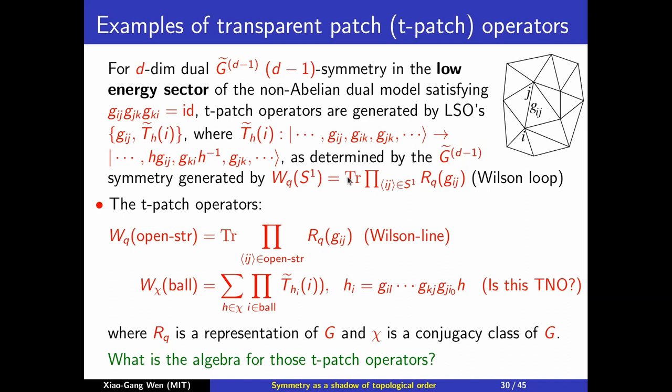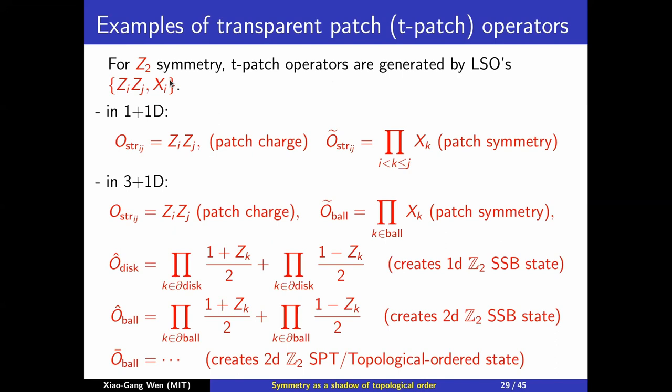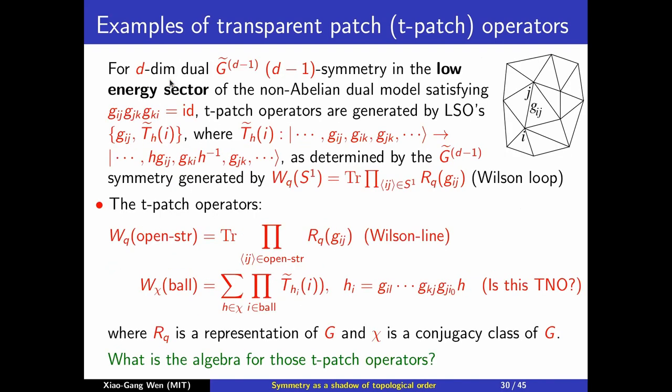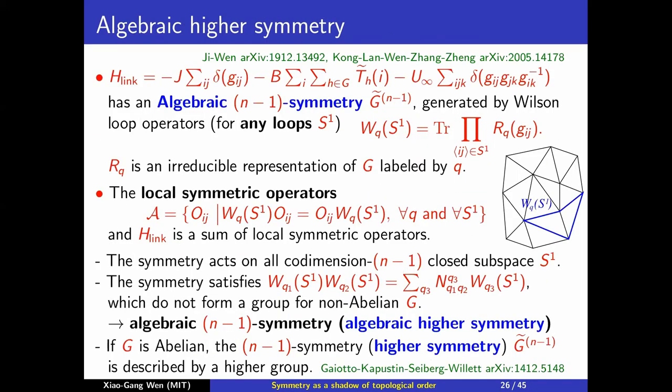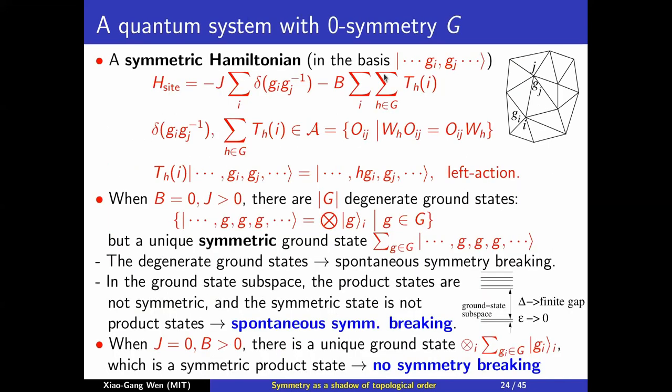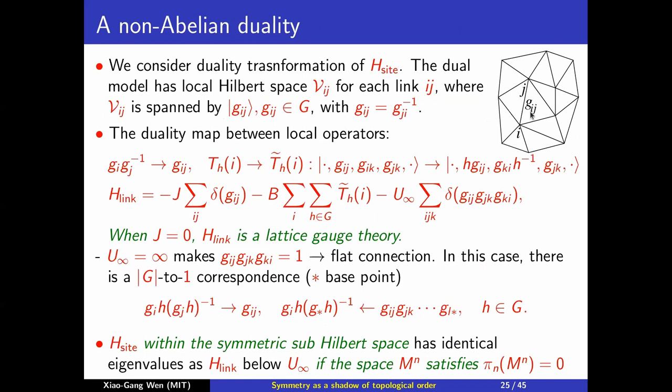So here I'll give another example of a transparent patch operator. These two examples are for the Z2 symmetry. So let's consider a non-abelian example. Remember in the non-abelian case, we did this non-abelian duality. We have a model where we have a degree of freedom living on the site, labeled by a group element. Then there's a dual model, where the degrees of freedom live on the link, also given by a group element. The relation between the two models is that the site group elements g_i, g_j^{-1} give rise to g_ij. That's how the two models get mapped.